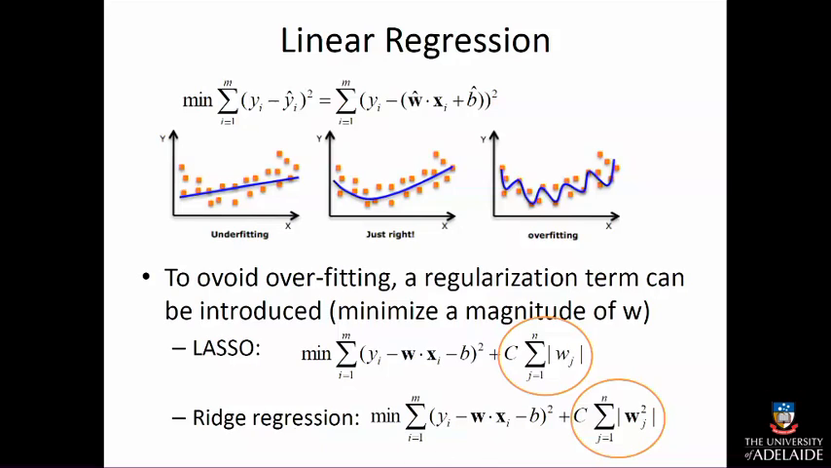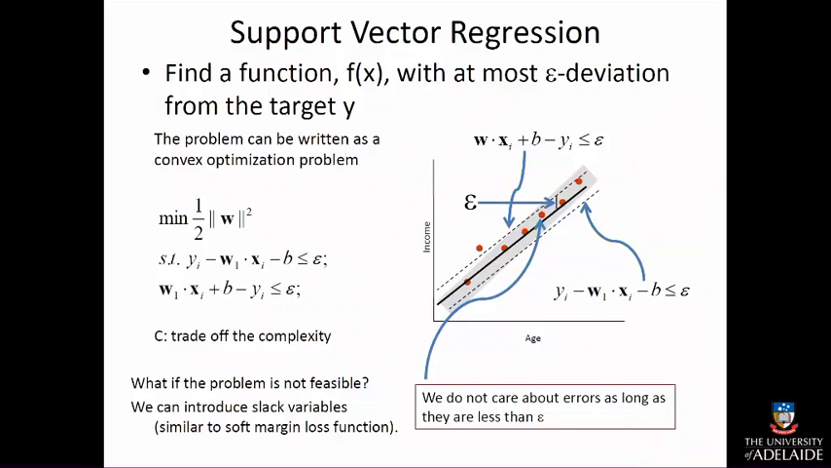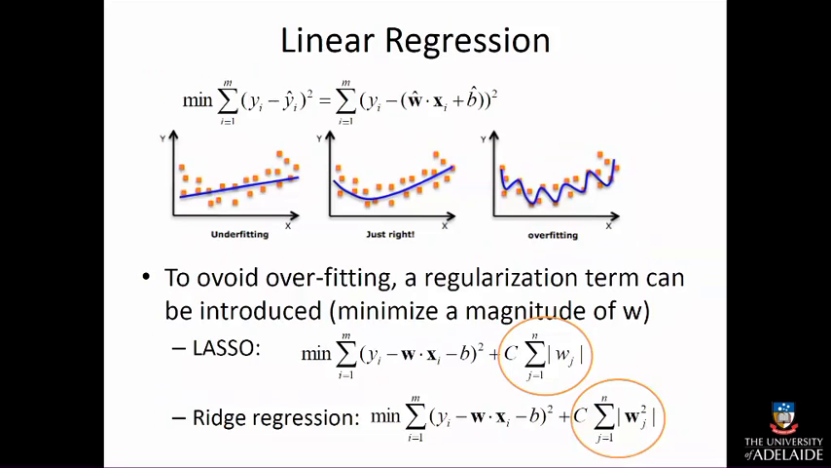Anyway, it's just a different regularization term. So, any questions so far? I believe this is very simple, right? It's just a linear model, and we can apply two different norms for regularizing the objective function to avoid overfitting.